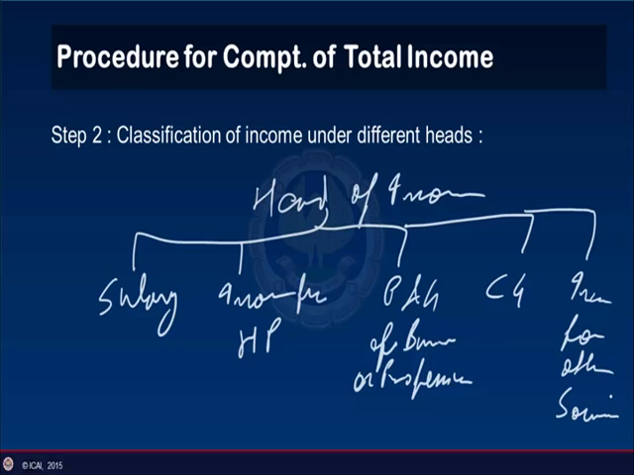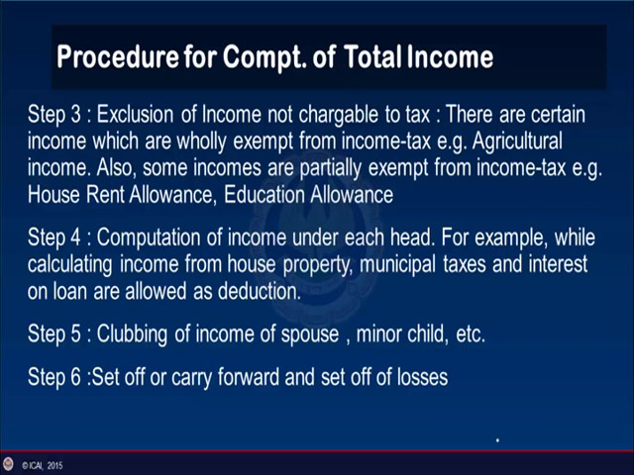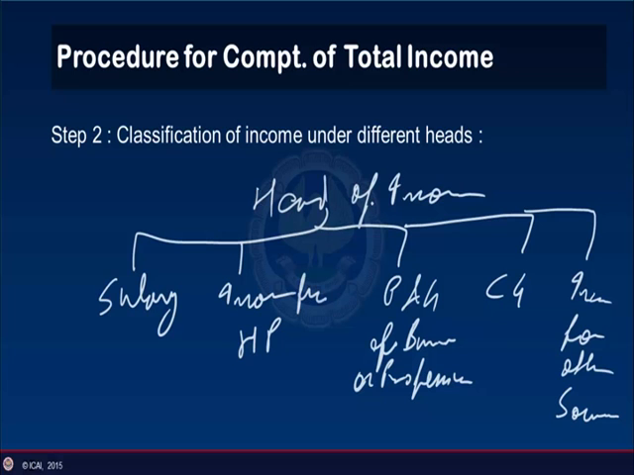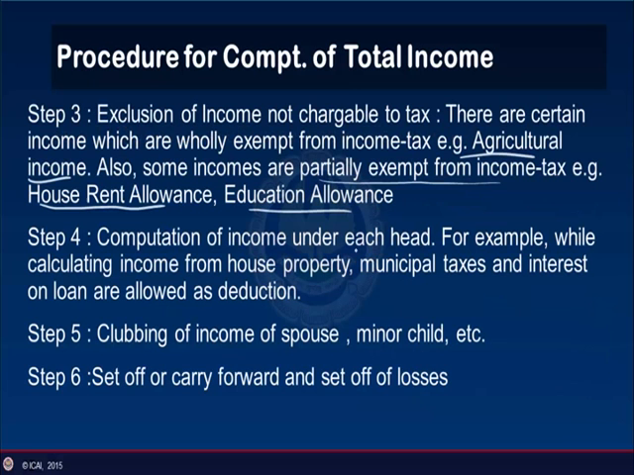Step 3: exclusion of income not chargeable to tax. For example, agriculture income, which is not chargeable and totally exempt. There are partial incomes as well, which are partially exempt from income tax, e.g. house rent allowance, educational allowance. Then we come to step 4, computation of income under each head. The heads that we have conveyed before: income from house property, salary, profit and gains. So we compute the actual incomes that are there in that head.